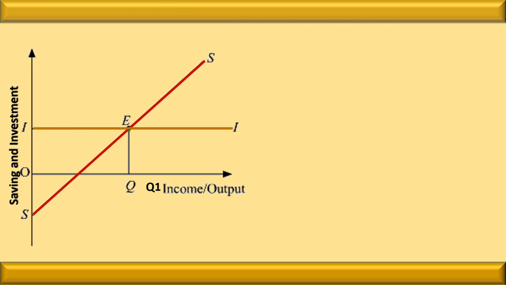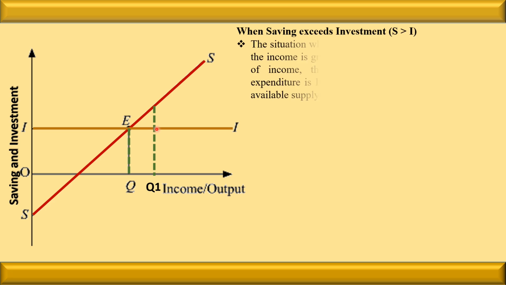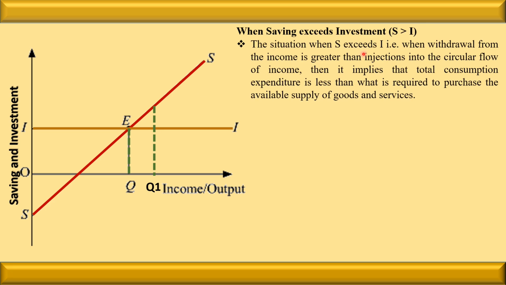Another thing, suppose the national income is more than the equilibrium level of income. Here we can say if the national income is OQ1, when the national income is more than the equilibrium level of income, we can see that the saving is more and the investment is less. The situation when the saving exceeds investment, that is, withdrawal from the income is greater than injections into the circular flow of income. What does it mean?